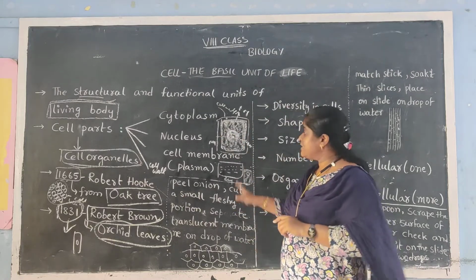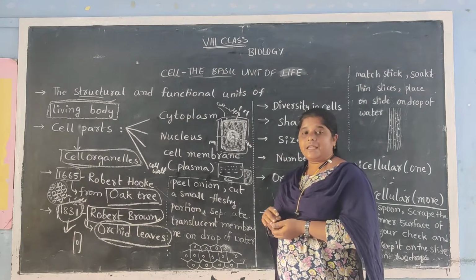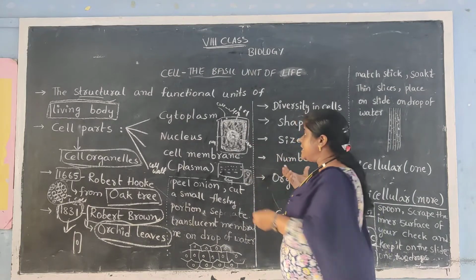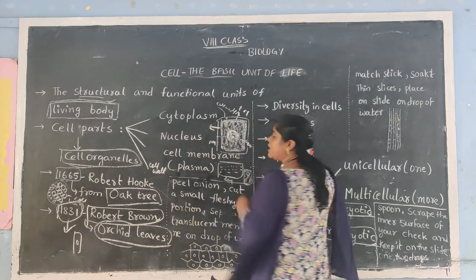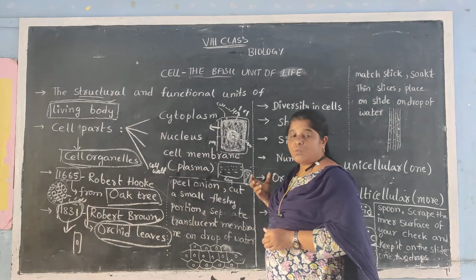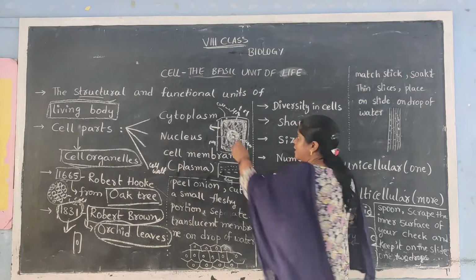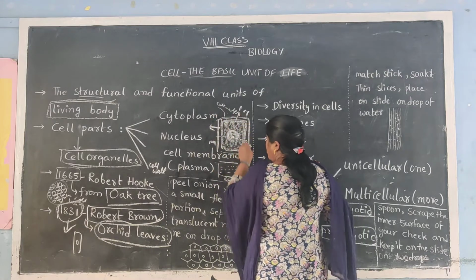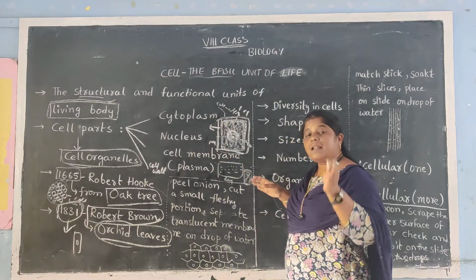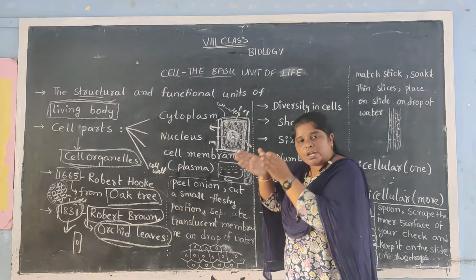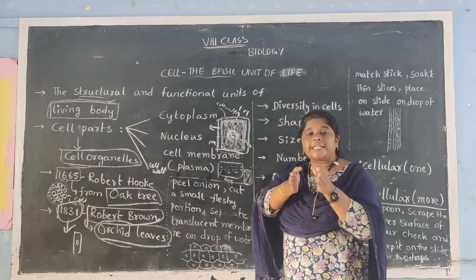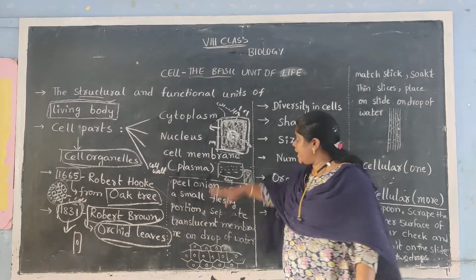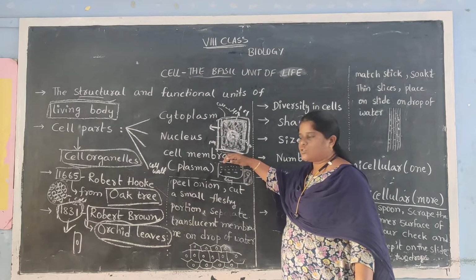For plant cells, there will be an extra covering. This gives more strength to the plant cell. That is called as cell wall. What is that called? Cell wall. So cell wall is present only in plant cells but not in animal cells. Okay, so this is all about the parts of the cell.